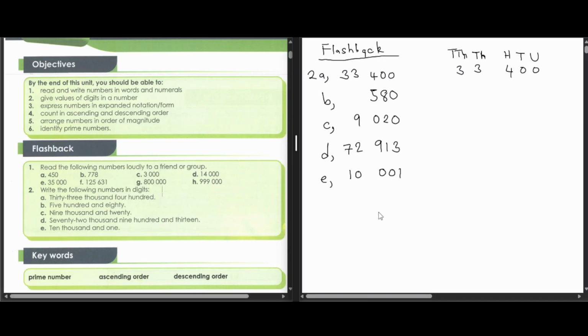This is a flashback. Munofanirwa kugona kuzvinyora izvi. Kana muine any problem, don't hesitate to use the comment section to ask.